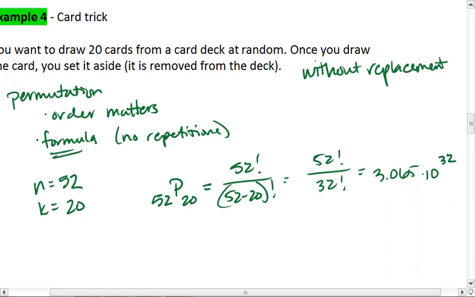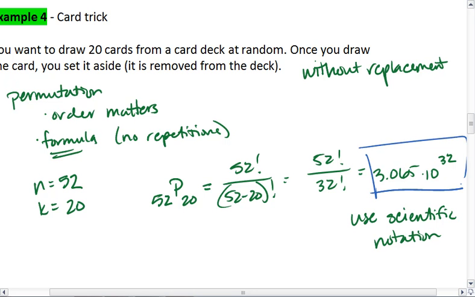This makes a really important point that we want to use scientific notation here. 10 to the 32nd is a huge number. So you want to make sure you keep this in scientific notation because it's going to be too much of a hassle to write some of these numbers out in standard form.